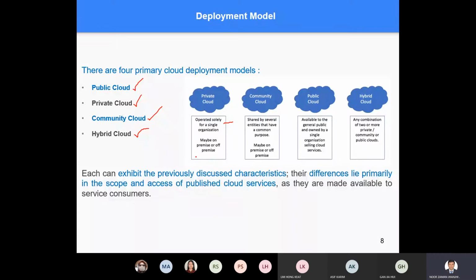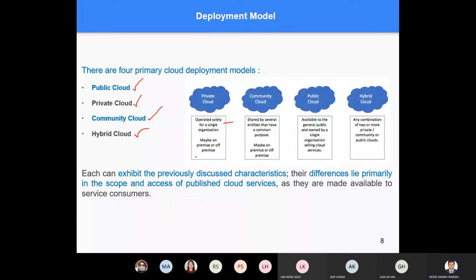The education sector might have one. The marketing sector, the medical sector, the government health sector might have one. So that will be the community level, or community cloud.